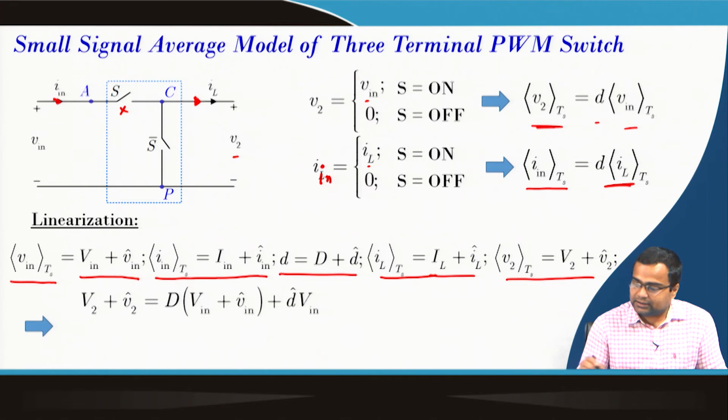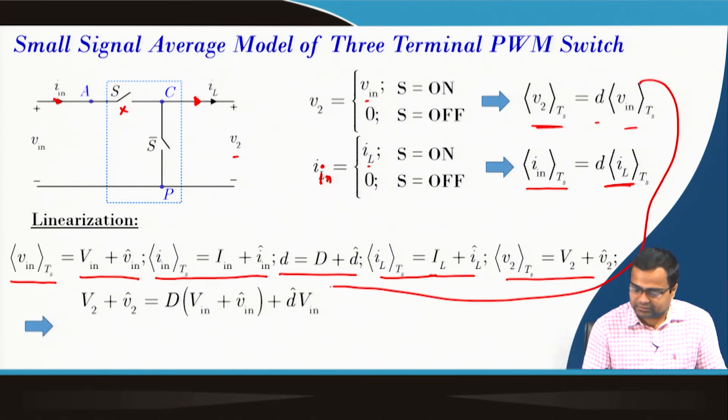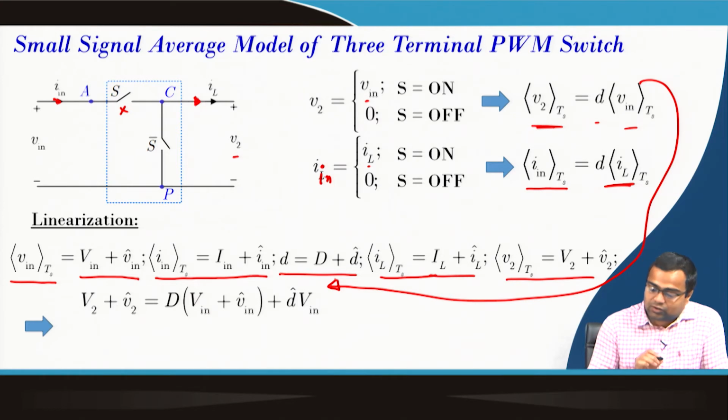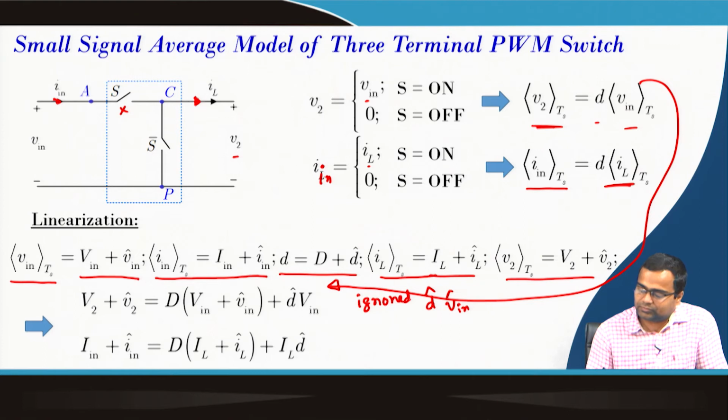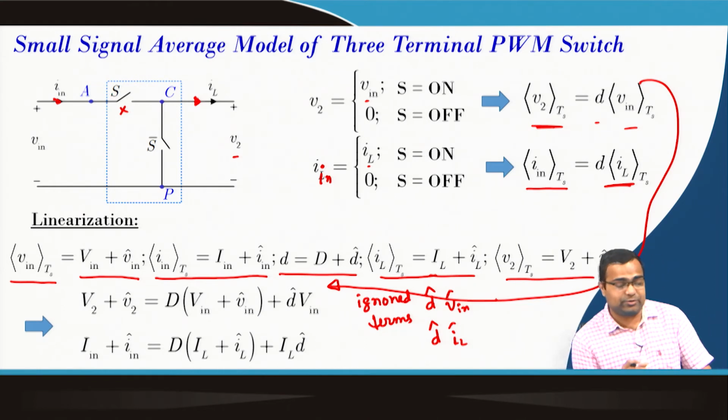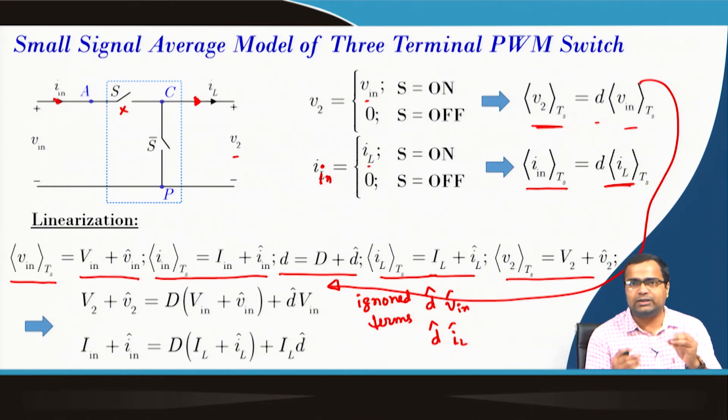Then what can we write? If we write down this expression, what we will get? This, where we have ignored, what we have ignored here? Here we have ignored D perturbation and V in perturbation. This part was ignored, the ignored term. Similarly, here we have ignored D perturbation into IL perturbation. So, this product of these perturbations are ignored because these are the nonlinear term, and since we are assuming the perturbation to be very small compared to their steady state value, so product of perturbation will be even smaller. So, you can drop them.